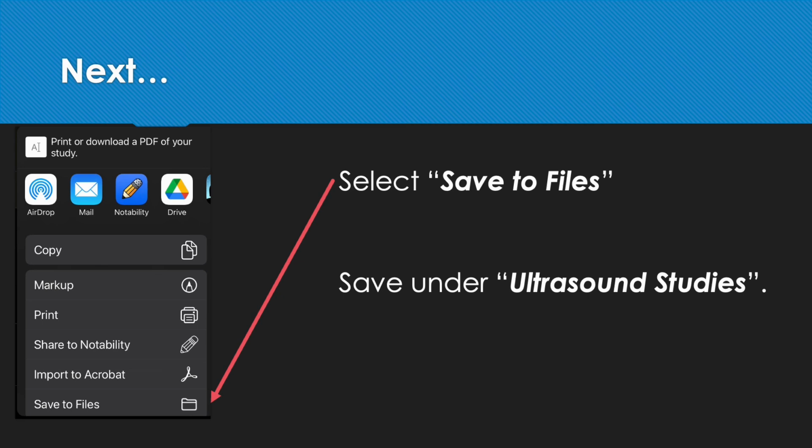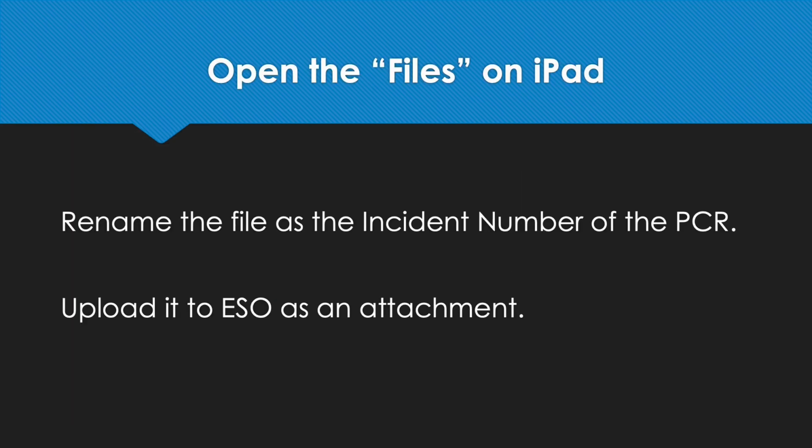Now, most of the iPads I've been able to add this to, some of them not, but hopefully by the time we put this into play, you'll be able to see it. But you'll click Save to Files there in the bottom, and you're going to save under the app or under the folder Ultrasound Studies. And that's where all of this is going to go. Once you open the files on the iPad, rename the file as the incident number of the PCR. And then you're going to attach it to ESO just like you would any other file.